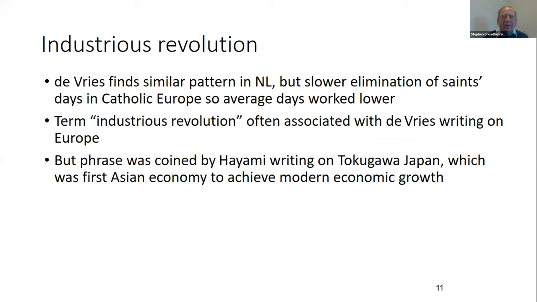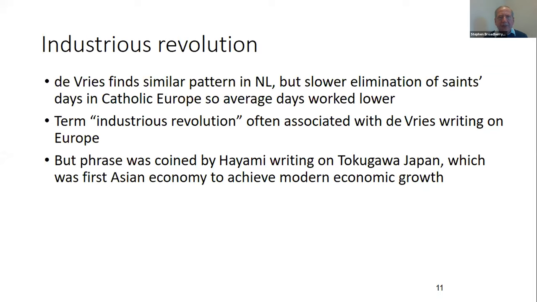Jan de Vries finds a similar pattern in the Netherlands, and contrasts that with what's happening in Southern Europe. The Catholic parts of Europe have a much slower elimination of saints' days, and therefore they're working fewer days per year.